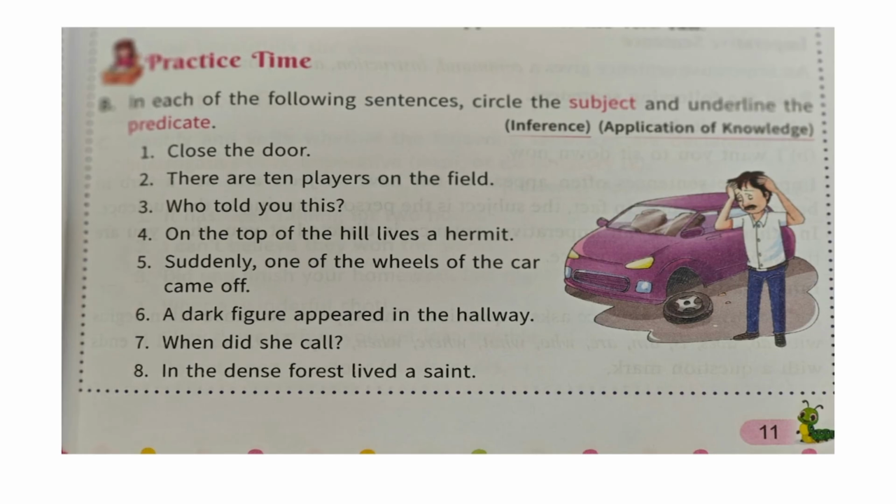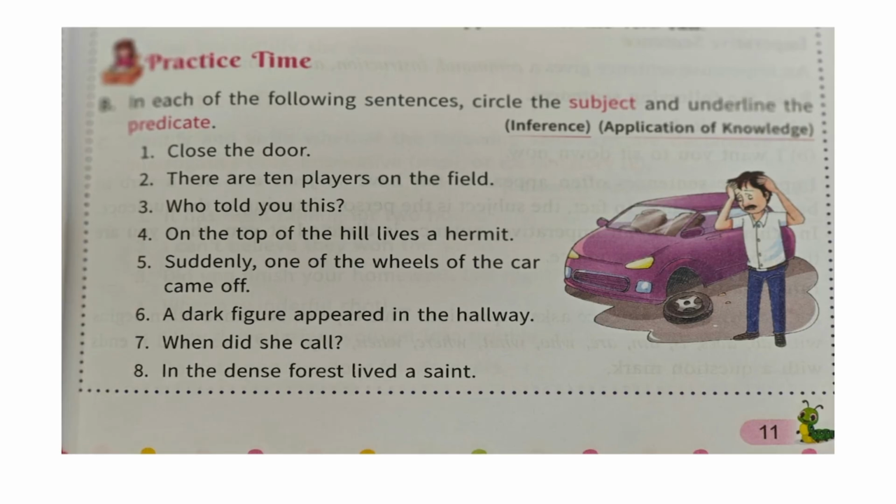Sixth, a dark figure appeared in the hallway. We are talking of the dark figure. Okay, so dark figure is the subject. अब dark figure ने क्या करा? वो hallway में दिखी. So that is the predicate, appeared in the hallway.